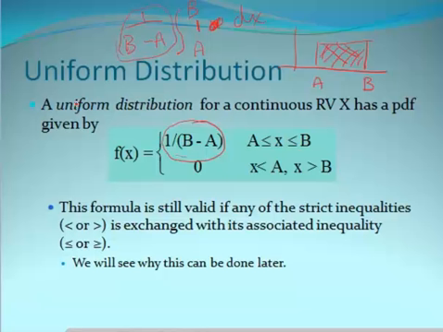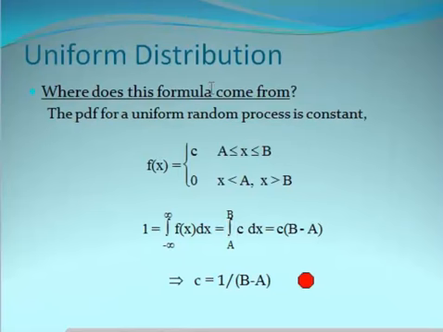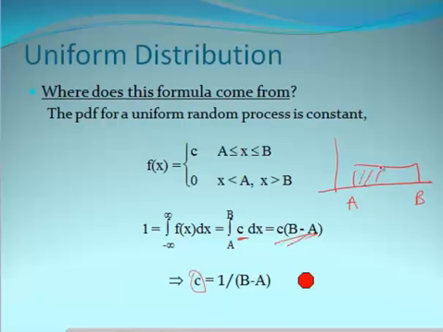So this is valid even if we interchange the strict inequalities. It can be either greater than or less than, or greater than or equal to, or less than or equal to. Where does this formula come from? Basically, you're integrating a constant between two values, so here's b, here's a. You have to have a constant that's 1 over b minus a, otherwise this will not end up being 1.